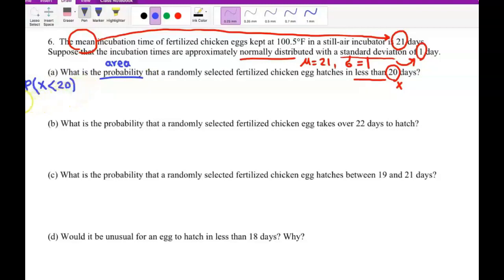So first step, again, we need to convert that to a z-score. So z is equal to x, which is 20, minus the mean, 21, divided by the standard deviation, 1. So this is equal to -1. Now instead of x, I'm using z. So the probability of when z is less than -1, that is equal to, let's write this.